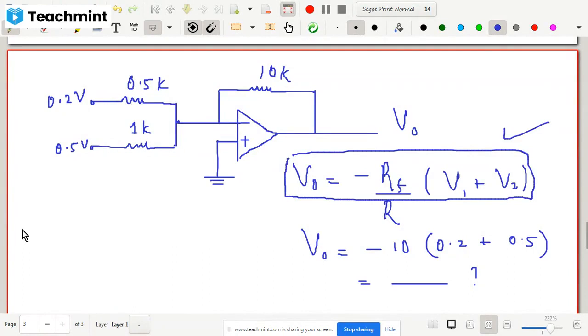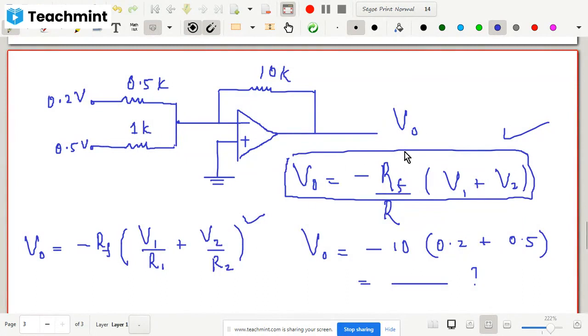In that case, you may have to use the earlier one, like V naught is equal to minus of, because neither R1 equals R2 nor RF equals all these quantities. Okay, so you may just have to use that. RF is outside, you can take it outside, but you may have to use it in this way: V1 divided by R1 plus V2 divided by R2. Okay, so this would be appropriate if it is 0.5K and 1K.